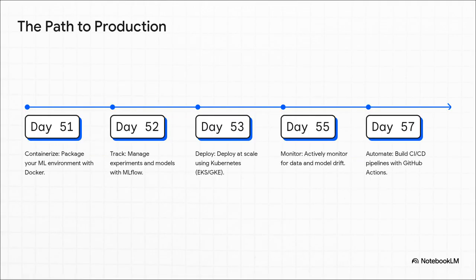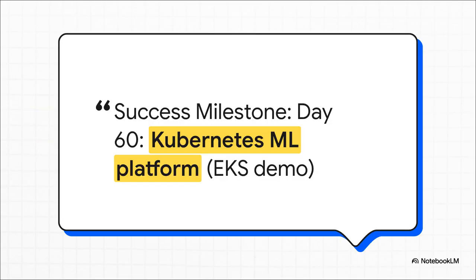This timeline basically shows you the whole MLOps lifecycle. You start by packaging your environment with Docker, then you track your experiments with something like MLflow, you deploy it at scale with Kubernetes, you watch it like a hawk for performance drift, and then you automate the whole process with CI/CD. It's the full end-to-end picture. So what's the grand prize at the end of this 40-day marathon? It's a complete end-to-end machine learning platform. The final goal is to have it deployed on a Kubernetes service, like Amazon's EKS, and be able to actually show it off live. That's the ultimate proof that you've made the transformation.